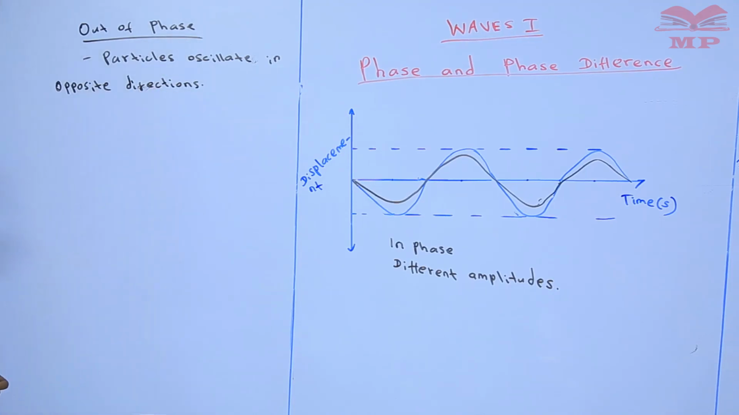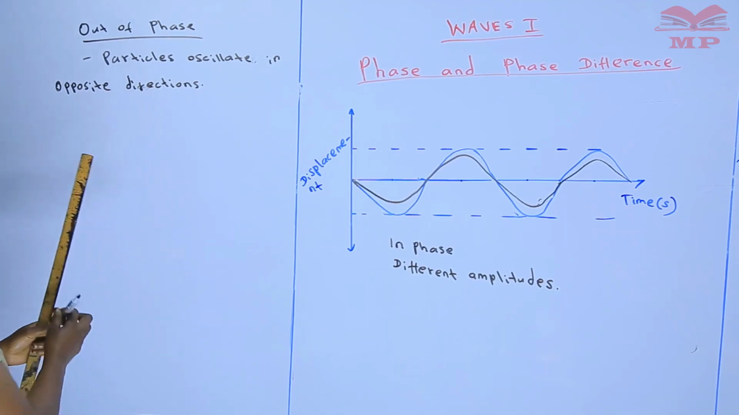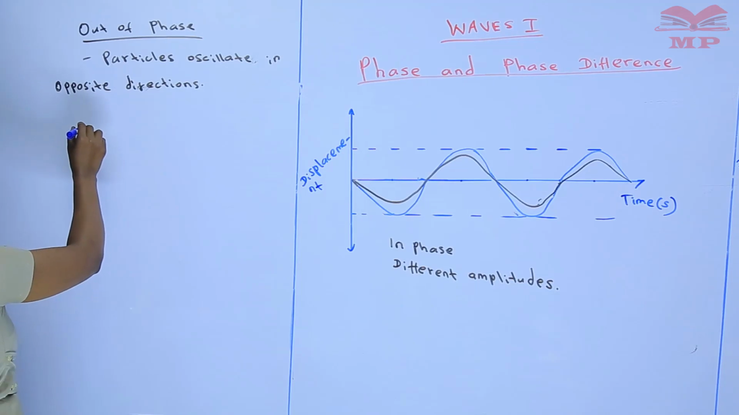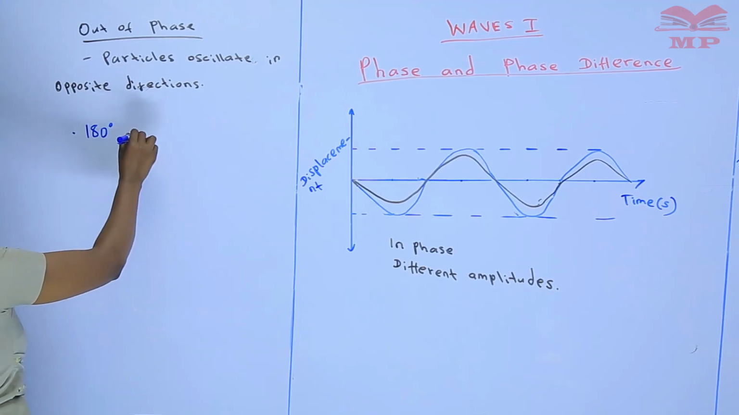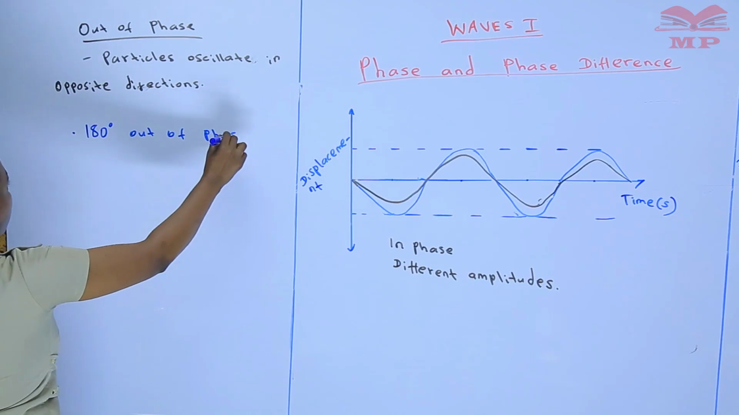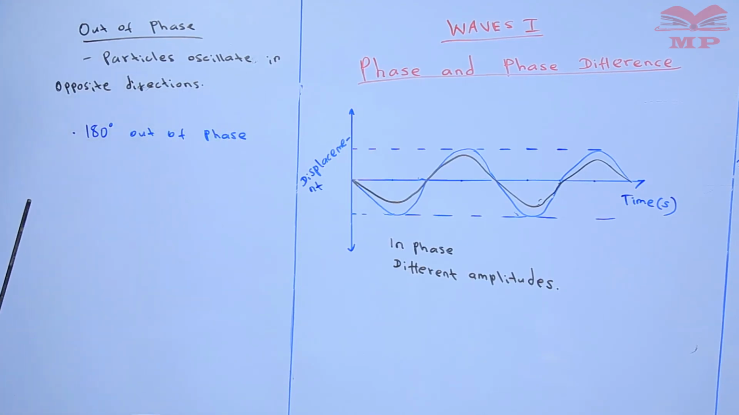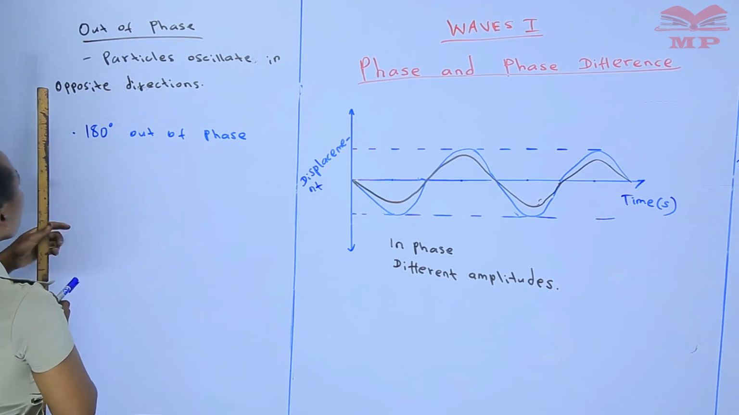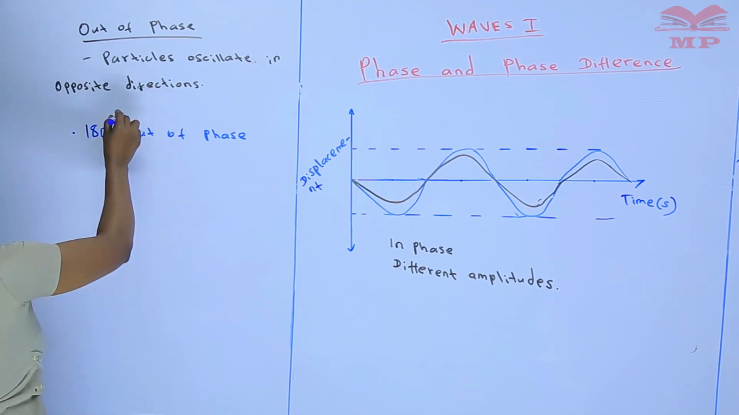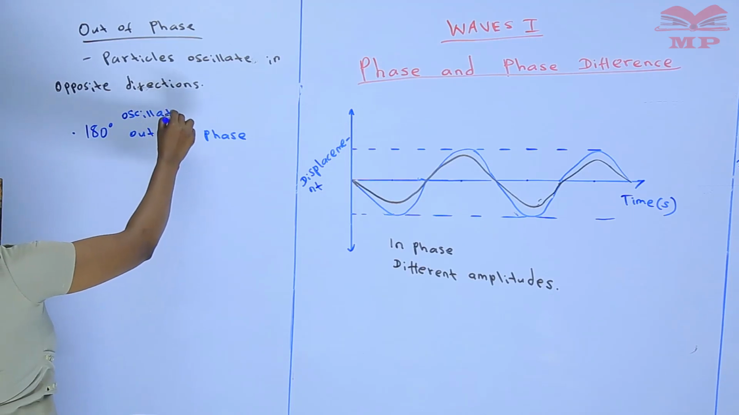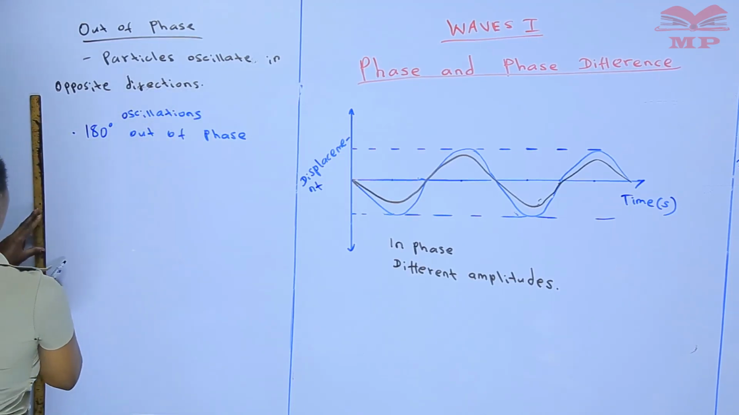They oscillate in different directions, and we can give an example of waves which are 180 degrees out of phase with each other. So we can have such a sketch of oscillations that are 180 degrees out of phase. These are oscillations. So in this we have the following.